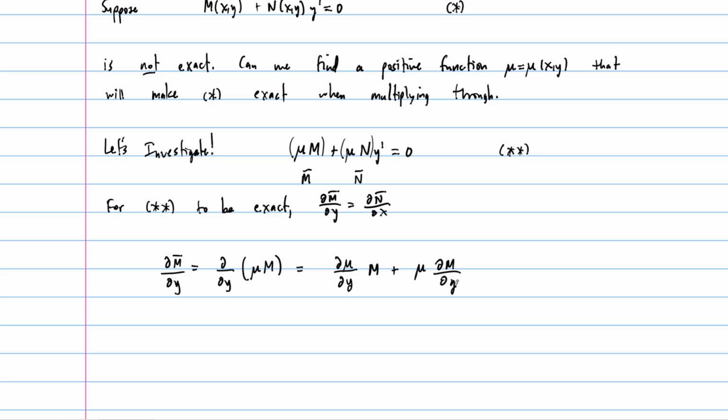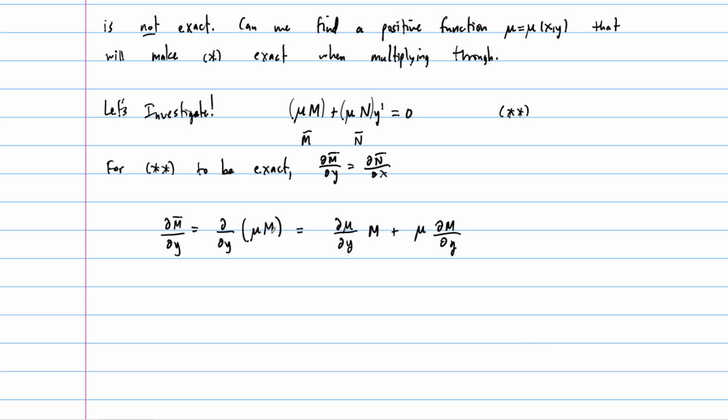All right, we can do the same thing for N. The dN bar/dx, this is with respect to x, is going to be equal to the x partial derivative of mu times N. Mu is the same function. This time we're taking the x partial derivative, so d mu/dx times N plus mu times dN/dx.